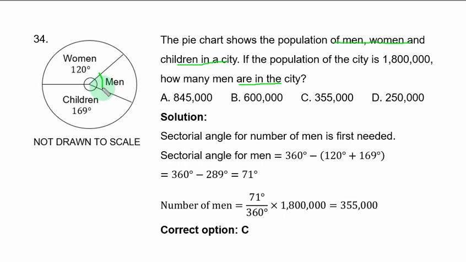Total angles in the circle is 360 degrees. To get sectorial angle for men, you simply add 120 to 169 and subtract it from 360. That is what you have here, and you have 71.